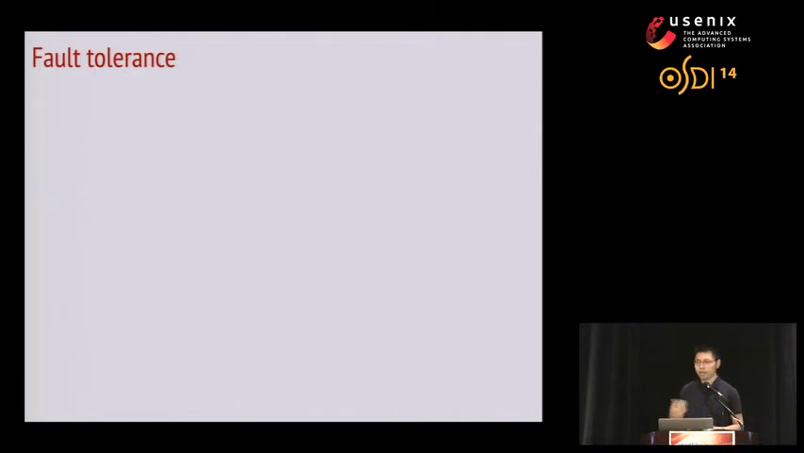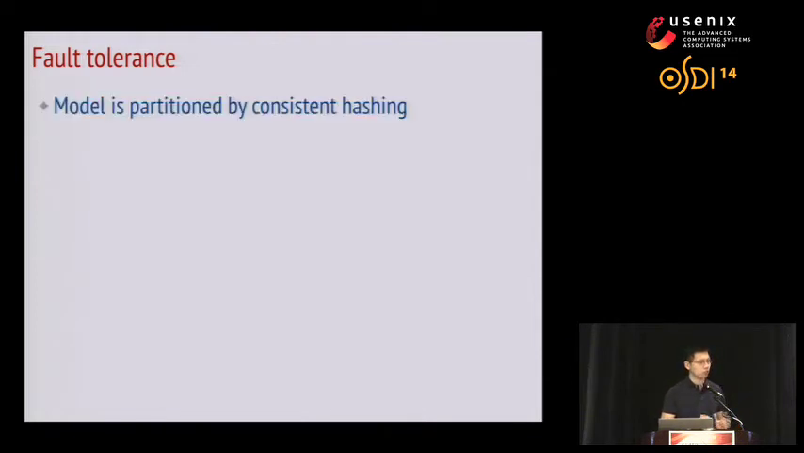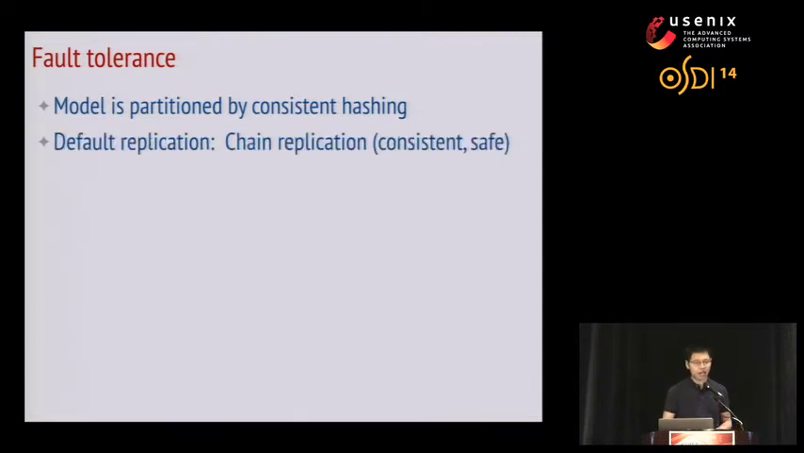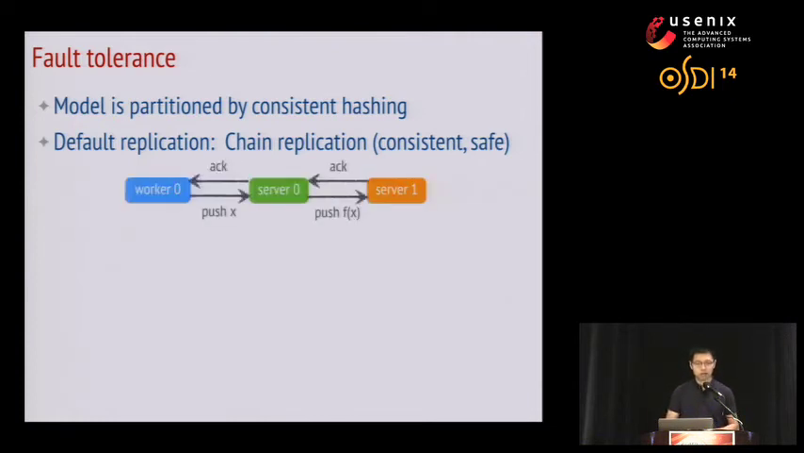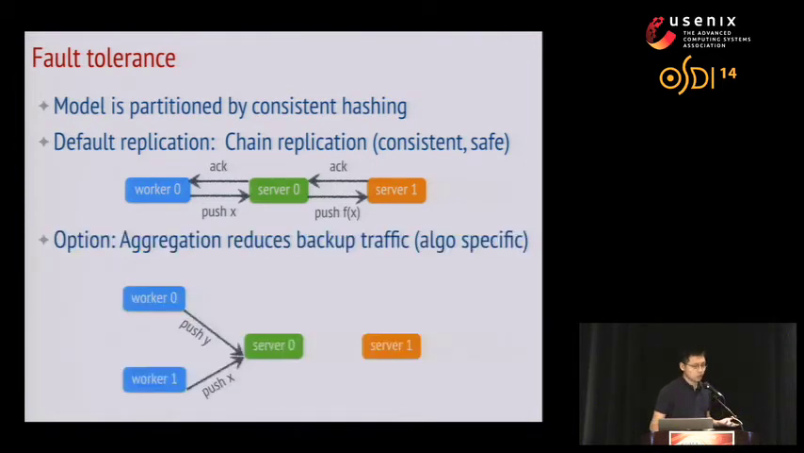In this talk, I mainly focus on how to do the fault tolerance on the server machines. First, a model is partitioned across server machines by using consistent hashing. And by default, the data are replicated by chain replication. So for example, if a worker sends data to a server, the server replies to this worker only after the data has been backed up on another server. So this chain replication is consistent, and it is safe because you can run it for all of the machine learning algorithms. However, it results in a lot of network traffic. But for some particular algorithms, we can use aggregation to reduce this backup traffic.